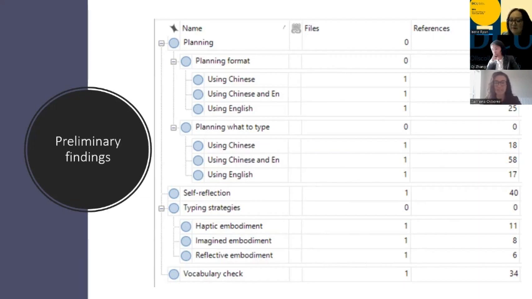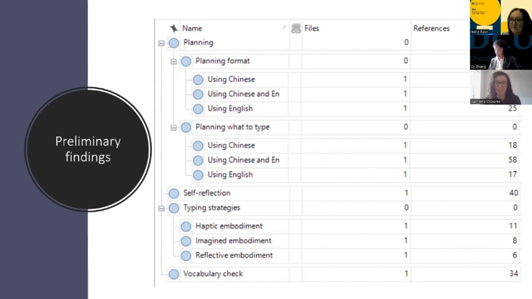You can see on the very right-hand side of the screen the references, how many references we found. So you can see the popularity of each of them. In terms of planning what to type, remember in the first picture, students were given some kind of set phrases that would help them along the way. So planning what to type in terms of Chinese, we can see it's increasing a bit, but Chinese and English, using both languages is strong again in this instance.